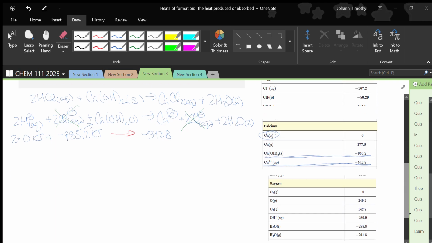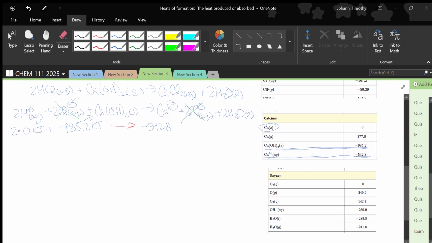All right, where are our waters? Here's our waters. And those waters are liquid. That matters too, right? So we're looking at liquid water. This is the one for liquid water, and there are 2 of them. So I'm going to put a plus there, but we're going to go 2 H2O liquid times negative 285.8 kilojoules. All right, so we have all the numbers we need now.